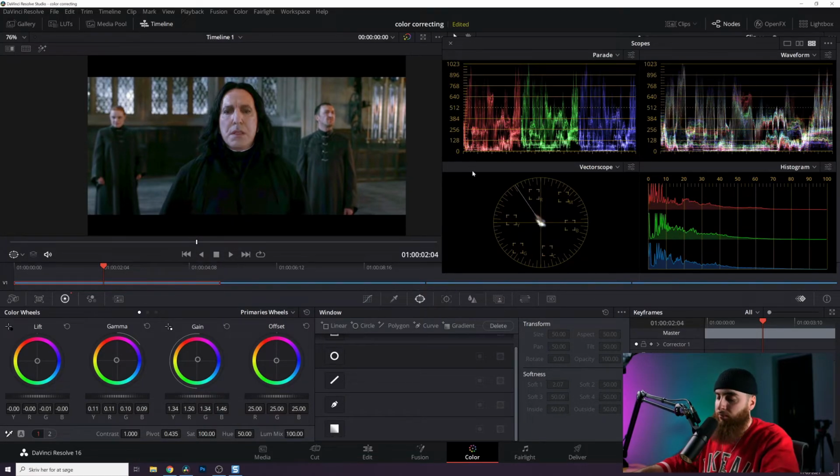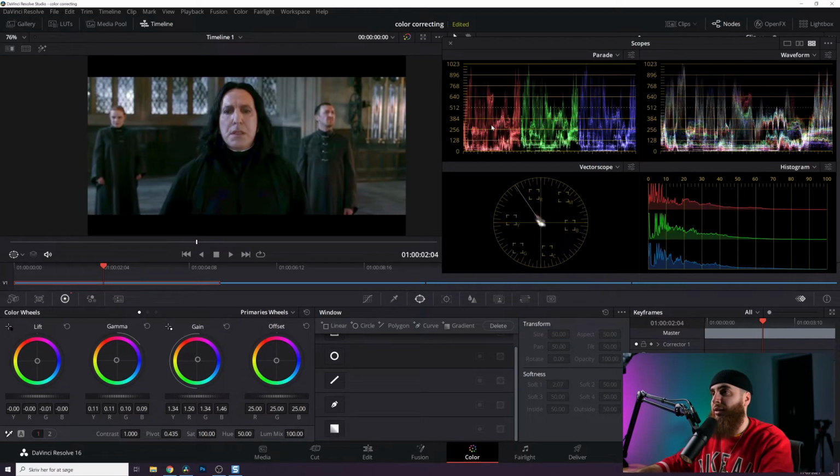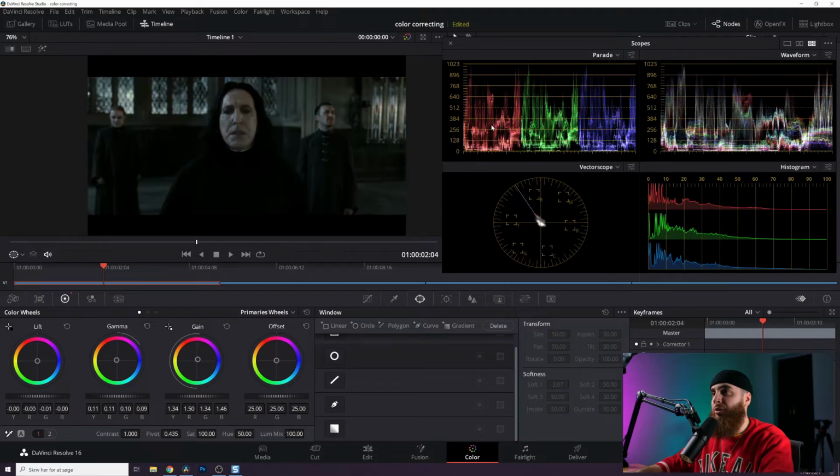So we want to take a look at the parade. I guess you call this the scopes, right? But we want to specifically look at the parade so you can see the colors. You can see the greens have been pushed a little bit. The reds have been pulled down a little bit. So once you color correct it, you see there's a lot of green and not a lot of red.